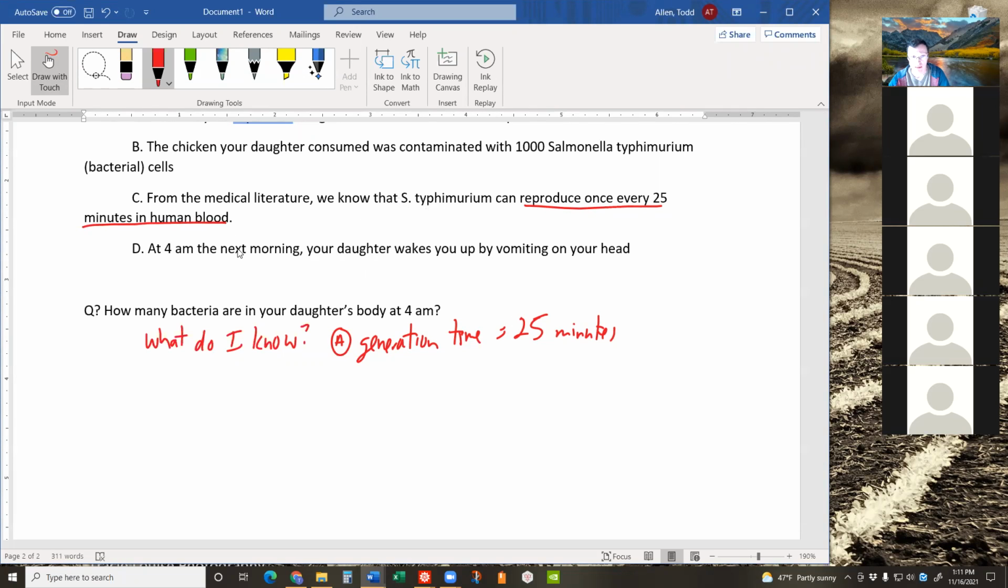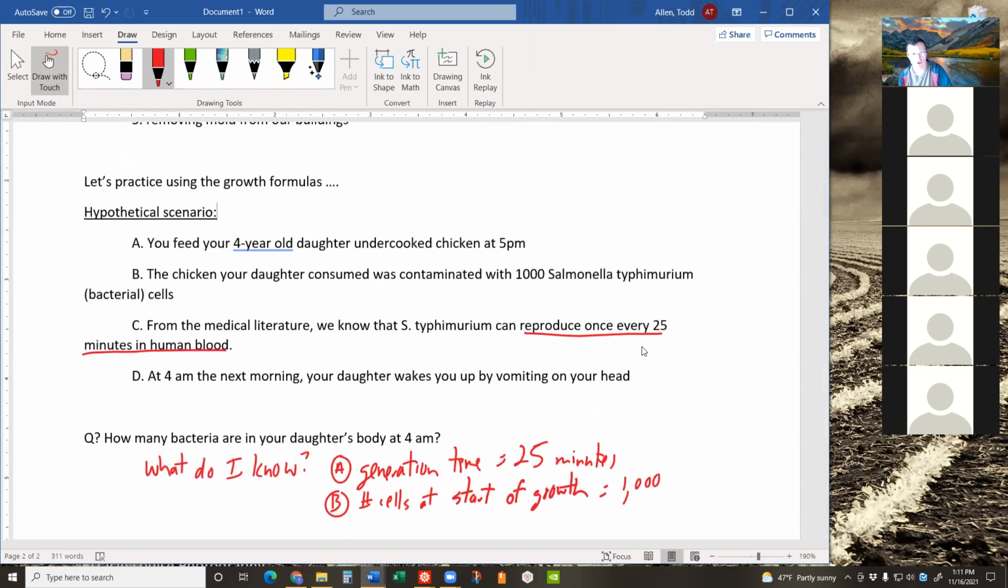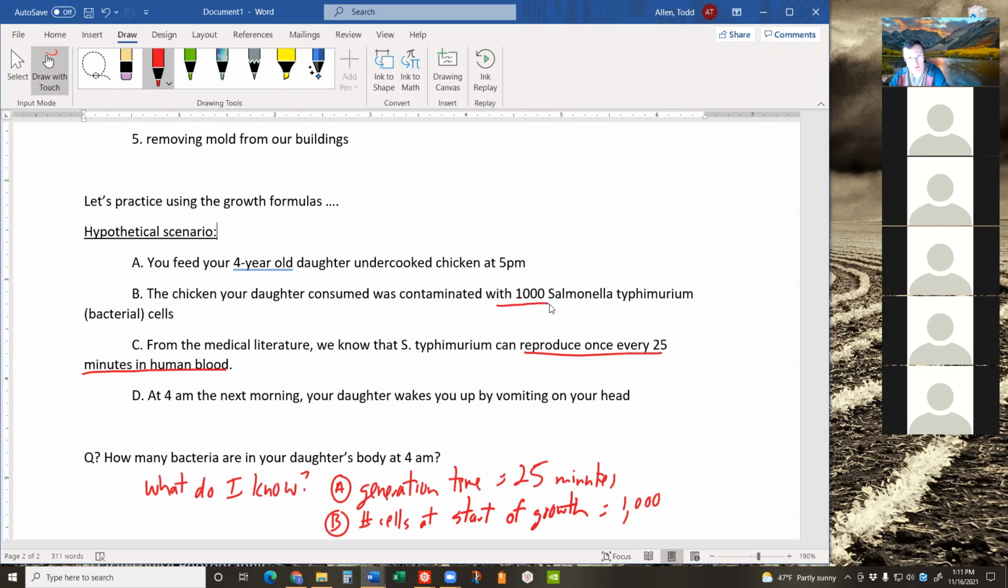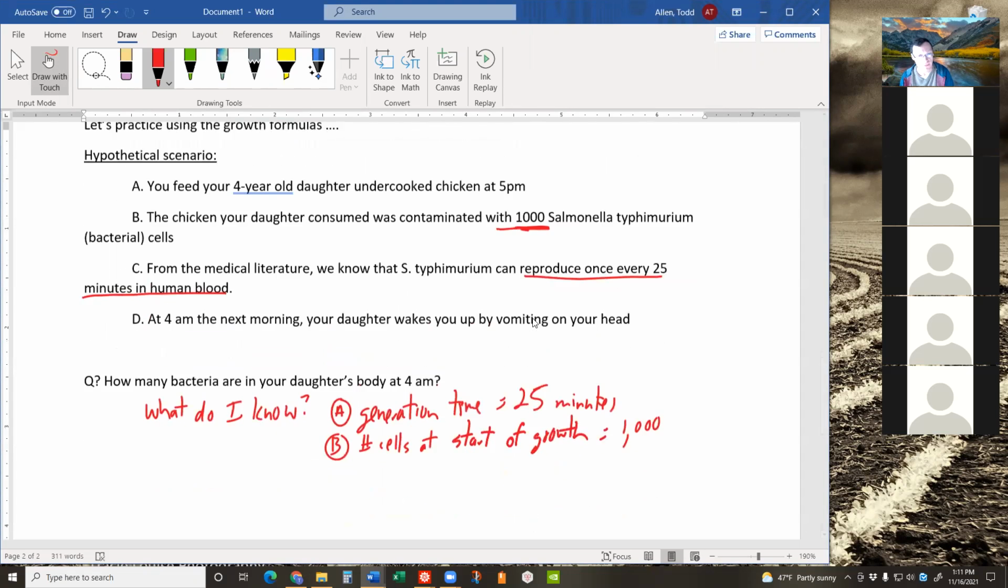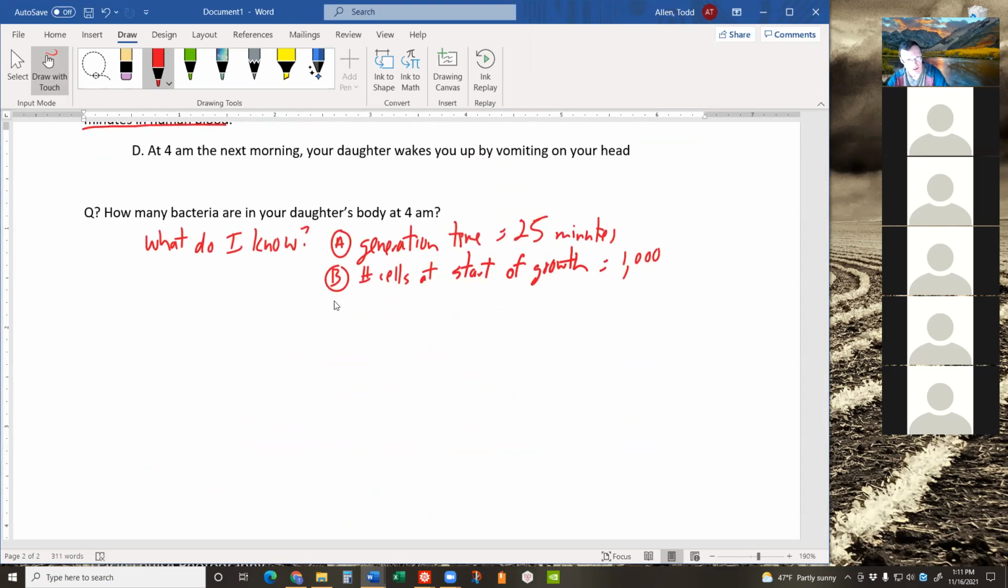I know that. What else do I know? I know that the number of cells at the start of growth is equal to 1,000. How do I know that? Well, because in point B, it was stated here that the chicken was contaminated with 1,000 cells. And what else do I know? Well, here's what else I know.